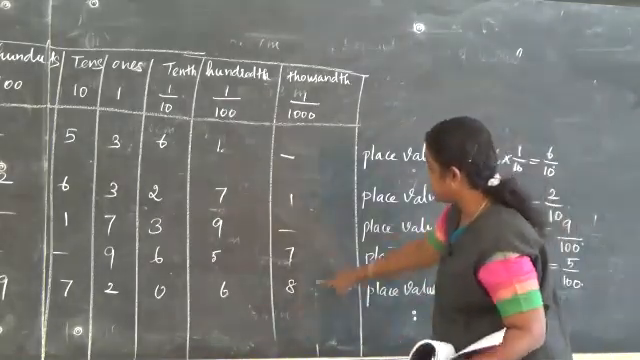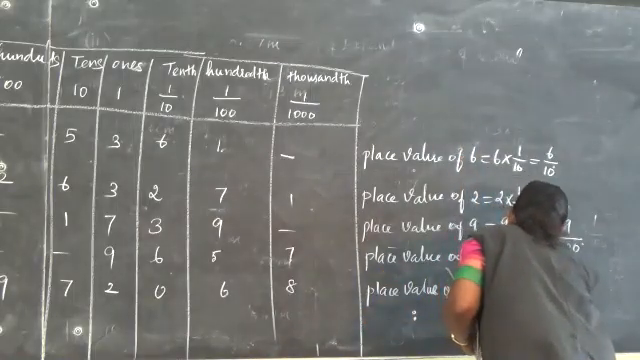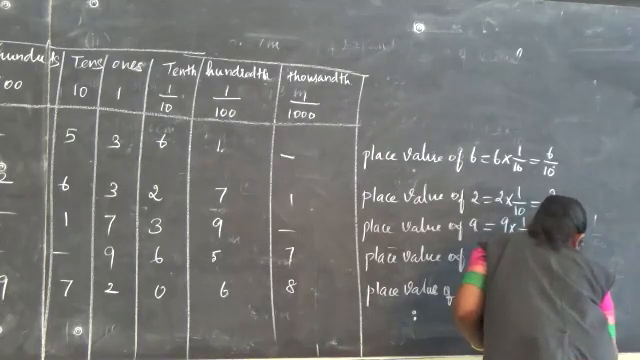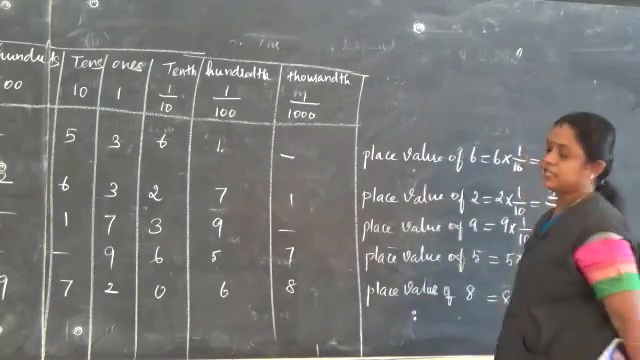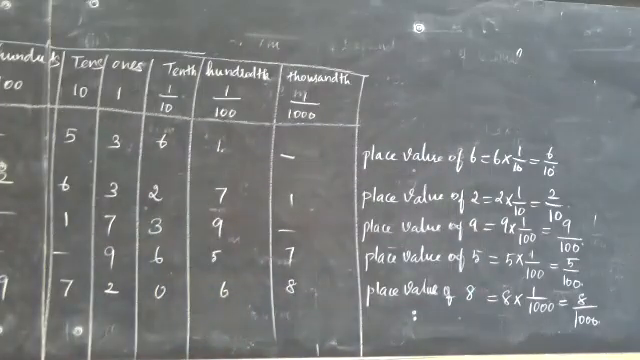Where we are writing that 8? Thousandths place. So place value of 8 equals 8 into 1 by 1000, so 8 by 1000. Easy for writing this one, no? Come to the objective type questions.